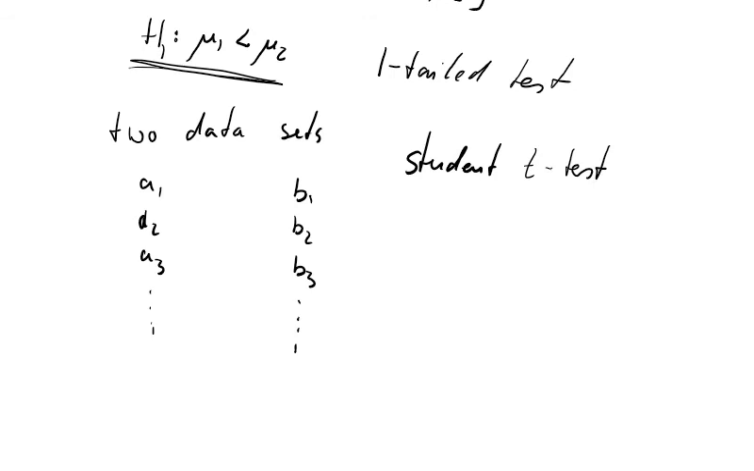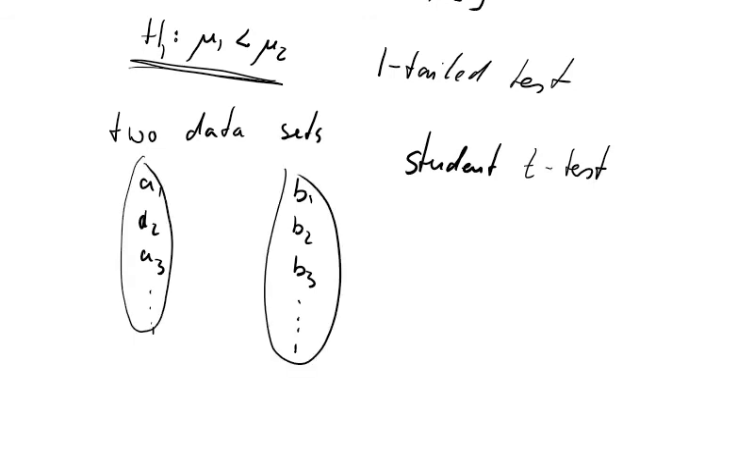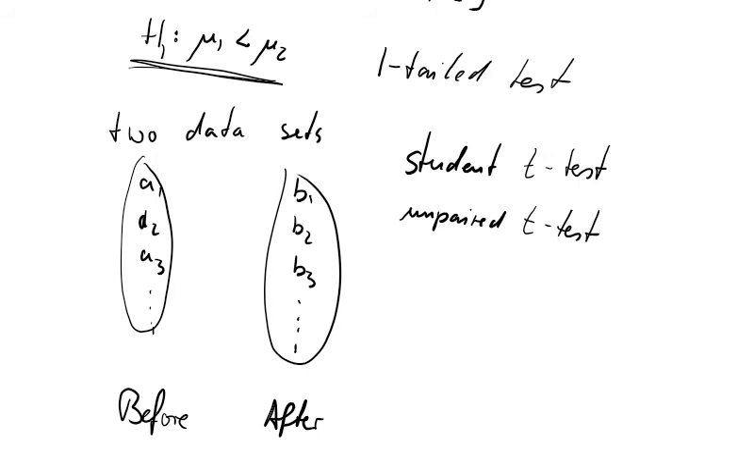If the data are totally independent from each other, A is a set of experiments, B is a set of experiments, and there is no connection between the data, then we would use an unpaired t-test. If we have a before and after scenario where I measure basically the same individual before a treatment and after a treatment, then it would be a paired or dependent t-test.